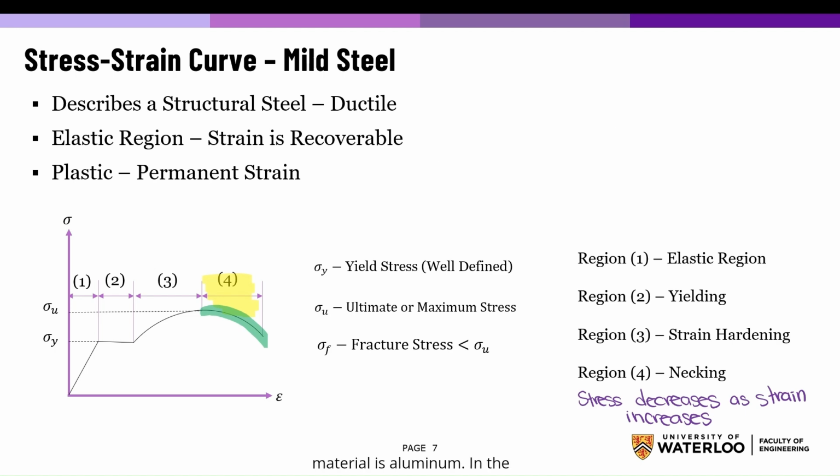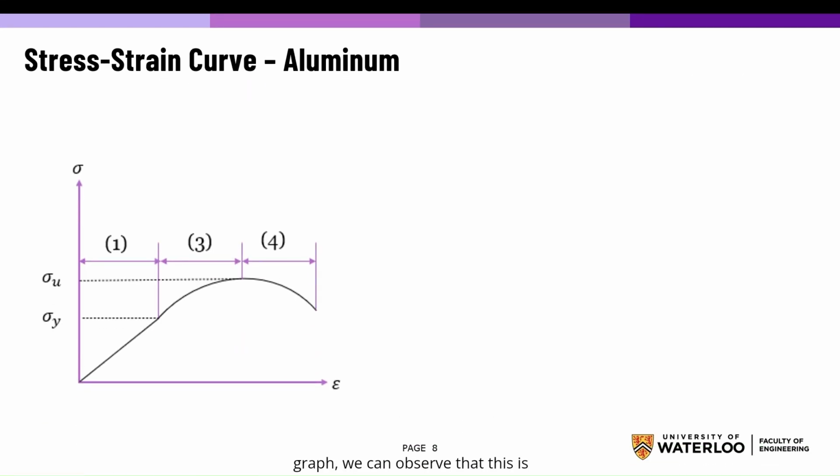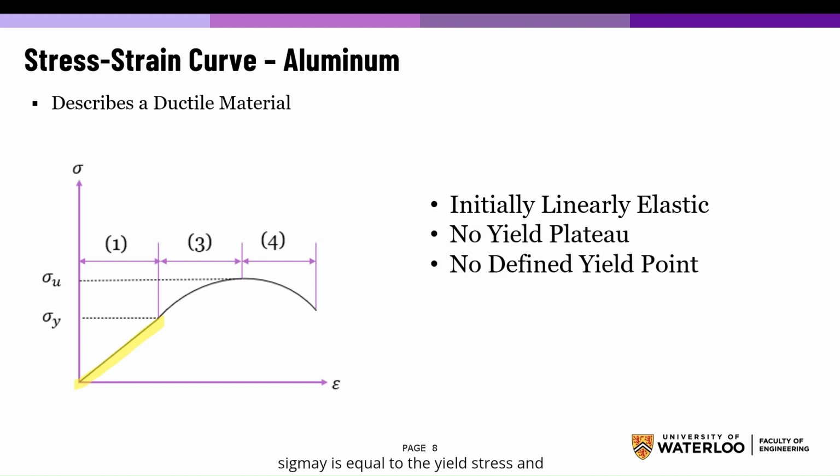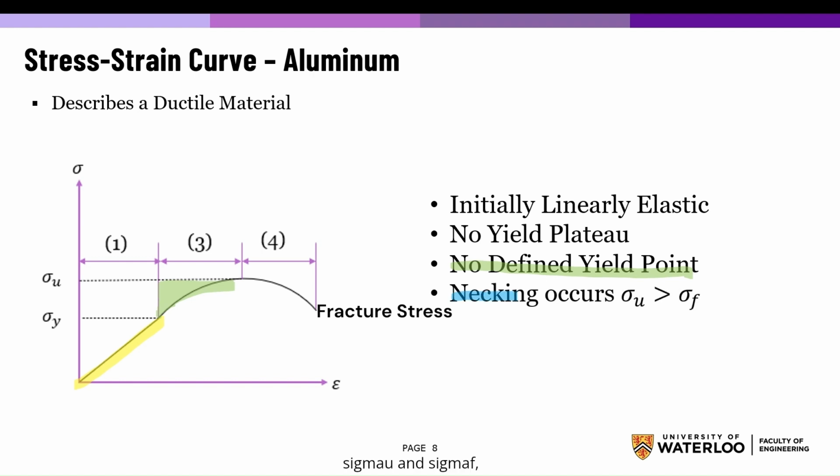So the next material is aluminum. In the graph, we can observe that this is sectioned off into 3 regions. Region 1 is initially linear elastic. Region 3 describes the no-yield plateau. Sigma y is the yield stress, and the offset method with a 0.2% offset is used for determination of the yield point. And the fourth region talks about necking, which occurs between sigma u and sigma f, the ultimate or maximum stress and the fracture stress.